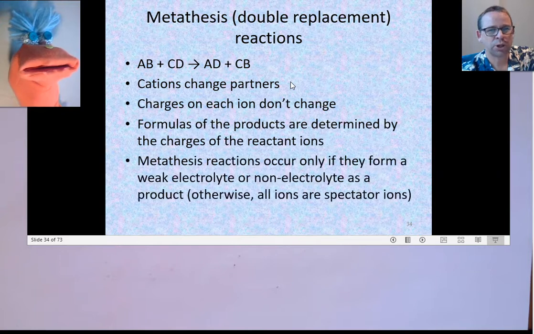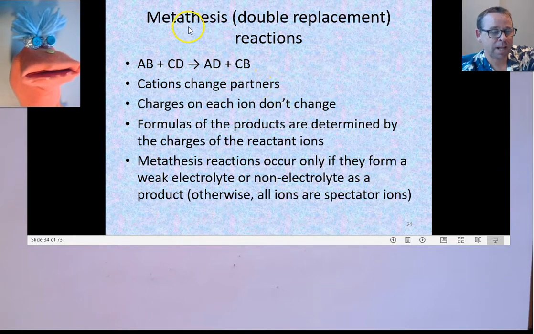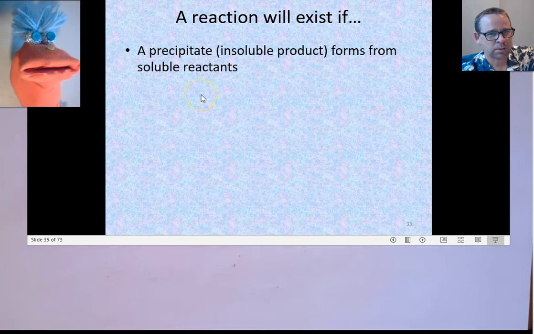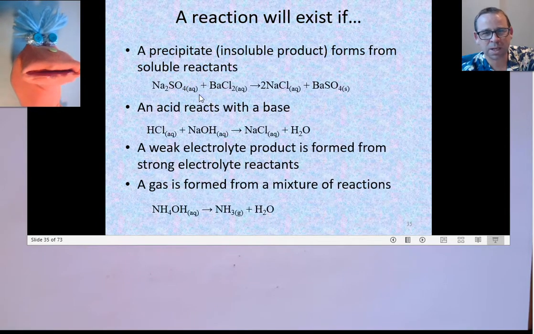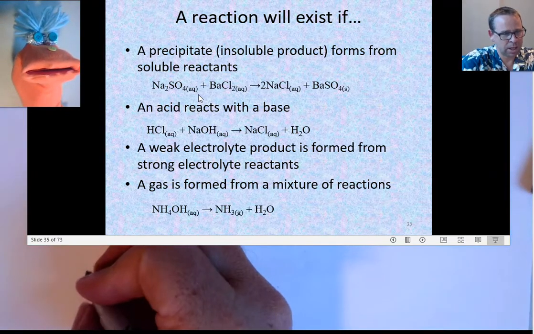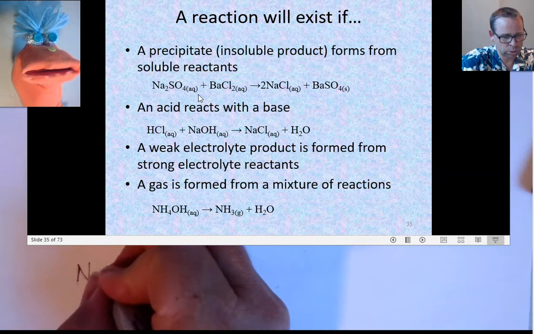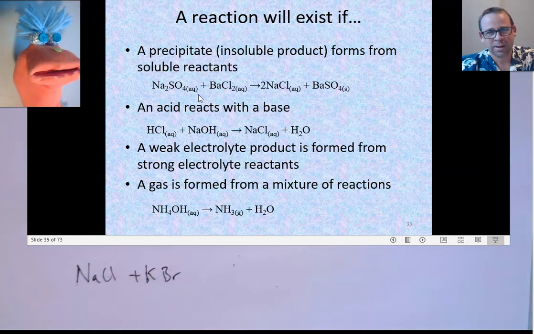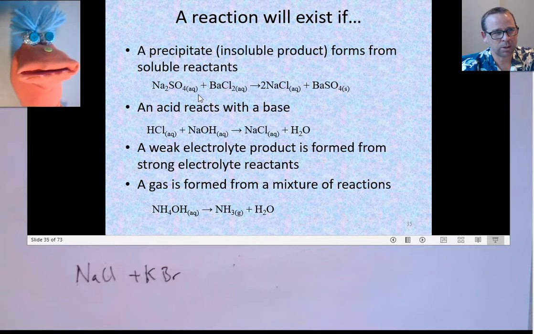So the charges don't change, right? If they did, that is not this kind of reaction. Reactions where charges change will be a couple chapters from now, but a metathesis reaction is where our charges don't change. Now, a reaction doesn't just occur simply because you mix two ionic compounds in solution, all right? So, for example, if I look at sodium chloride combining with potassium bromide, and let's say both of these are aqueous, dissolved in water.